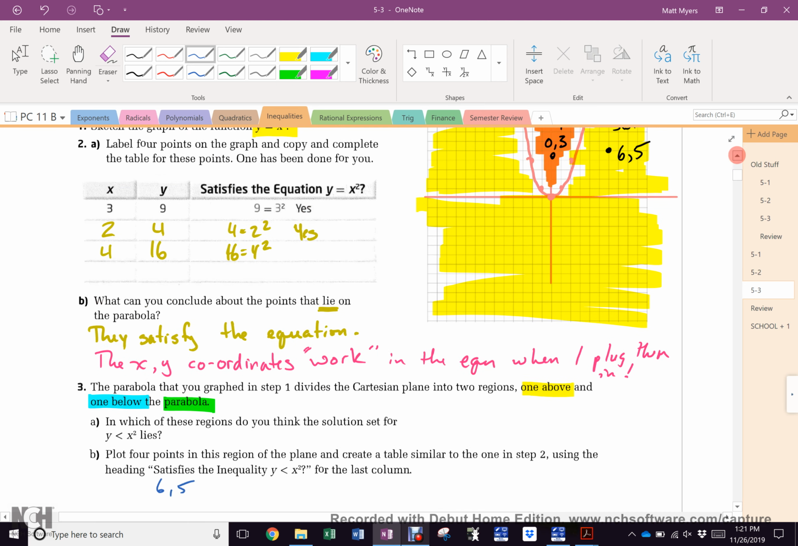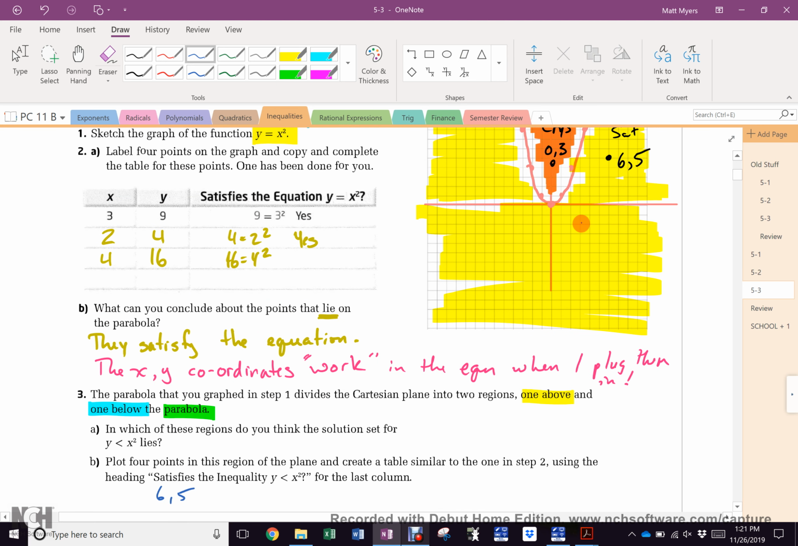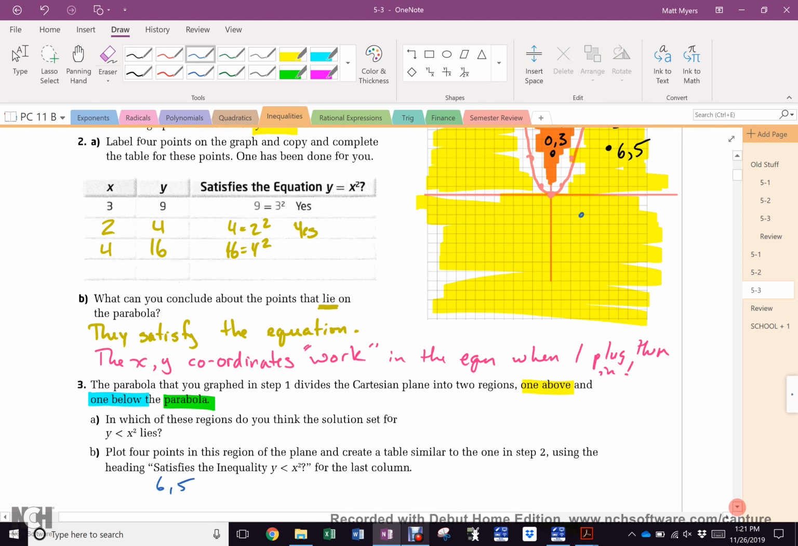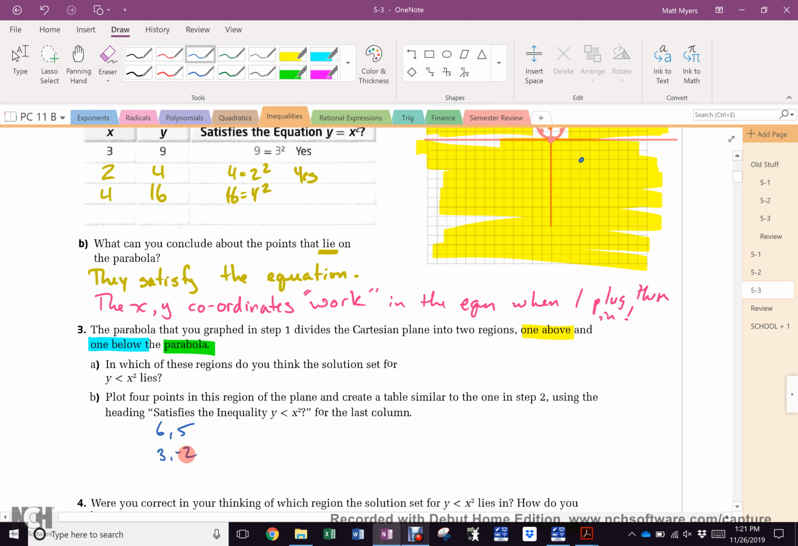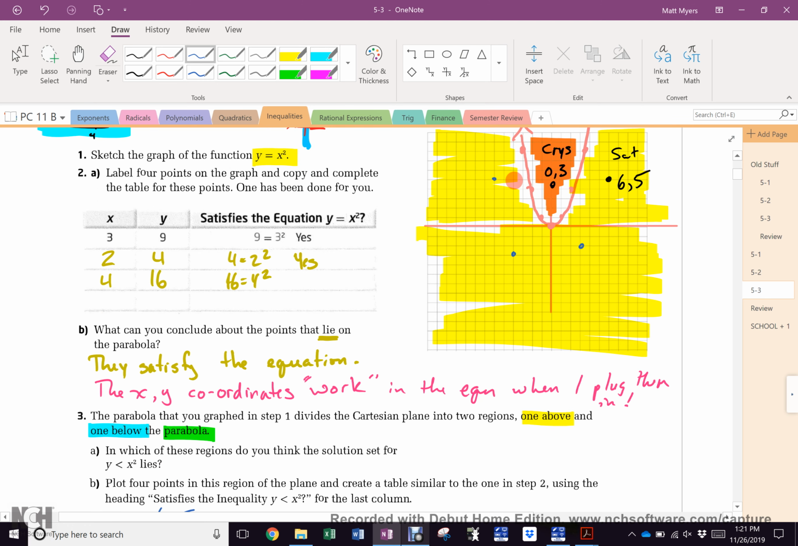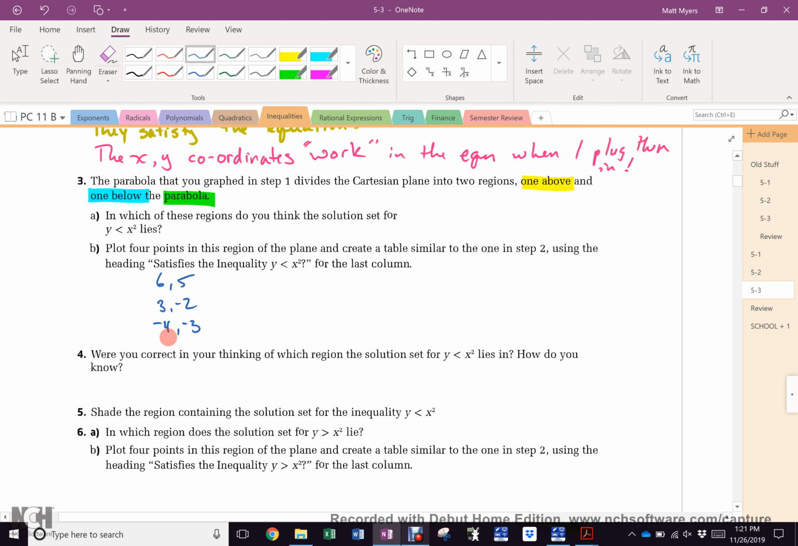Let's write 3 more. Let's choose one from each quadrant. Let's take this one right here. That is 3, -2. Agreed? And let's take this one out here. -4, -3. And let's take one from this quadrant here. -6, 5. Is everybody cool? Everyone agree?